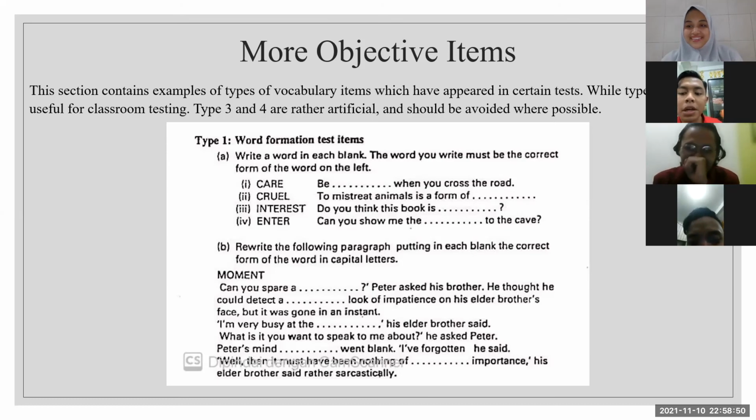It should be "care," and then we add some suffix, like "-ful," to make it become a new word. Like the example written here: "Can you spare a blank blah blah blah?" Peter asked his brother. The student should complete the sentence to become a good sentence. I think we're going to the next slide.